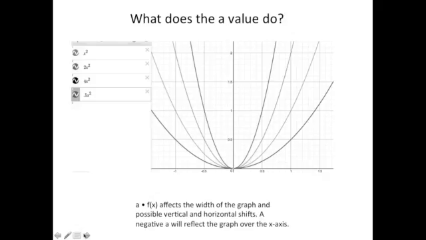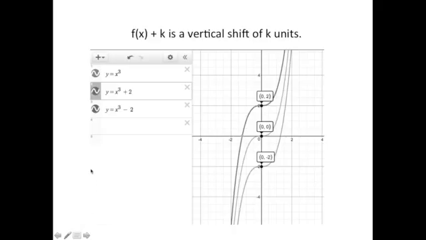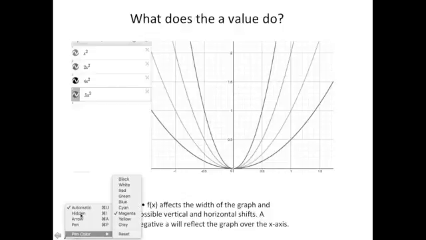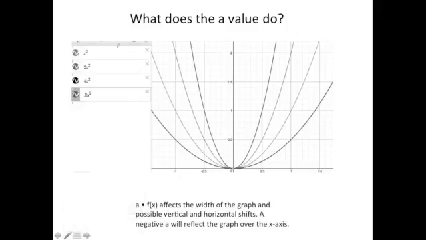Okay, so what does the a value do? A affects the width of the graph and possible vertical and horizontal shifts. A negative a will reflect the graph over the x-axis. All right, so in this case, I want to point out to you that a is equal to 1, a is equal to 2, a is equal to 4, and a is equal to 1/2.